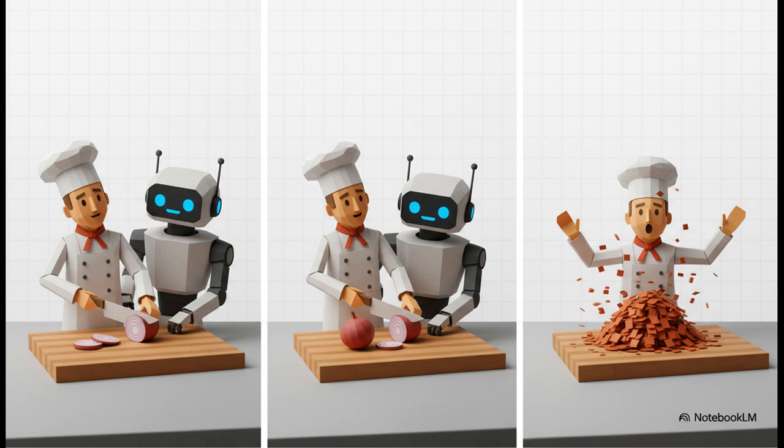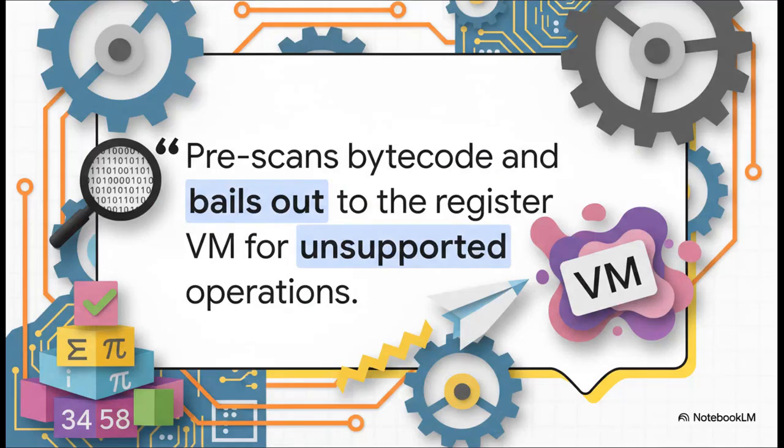It finds the hotspots in your code and creates these hyper-optimized machine code routines to run them at incredible speeds. Now, here's the really clever part about the JIT. It doesn't even try to do everything.